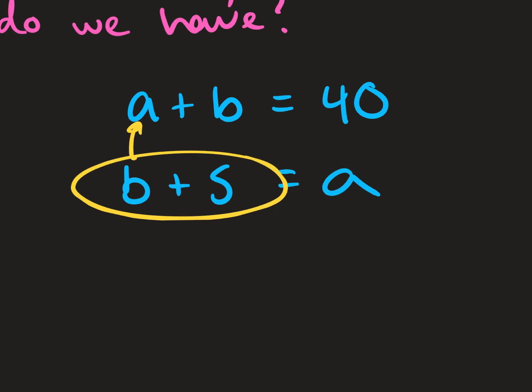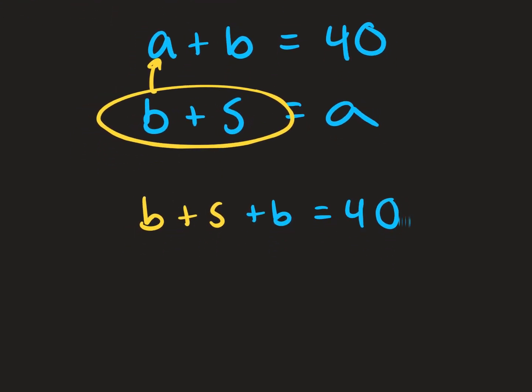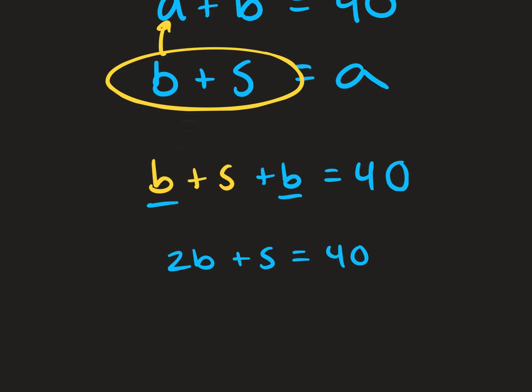A. So I'm going to say B plus 5 plus B is equal to 40. Now what can I do next to solve? Add like terms. So B plus B would be? 2B plus 5 is equal to 40. Then what do I do? Minus 5 on both sides. So 2B is equal to? 35. And then what?